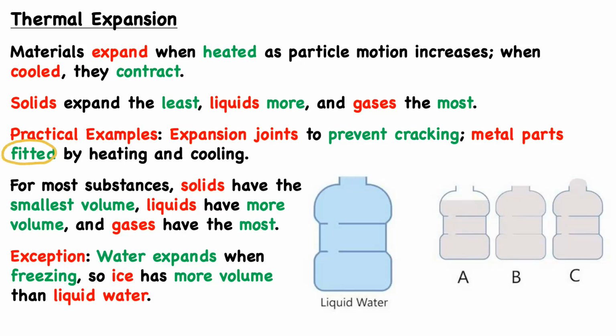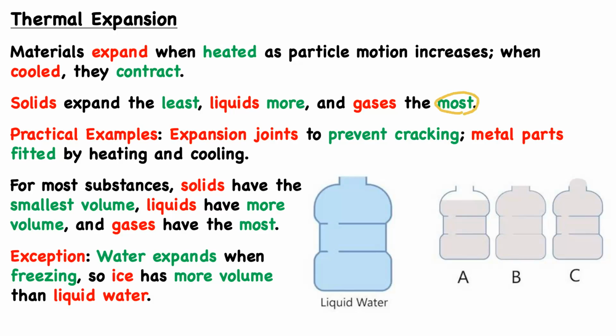For example, if you were to fit a metal part on a particularly cool or particularly hot day, this could definitely affect your ability to do so. And in the same way, heating and cooling can actually be used as a tool to fit metal parts. By manipulating that expansion and contraction, they can achieve a more reliable fit. Now, we talked about the difference between solid, liquid, and gas. Again, solids expanding the least, liquids expanding the second least, and then gases expanding the most.